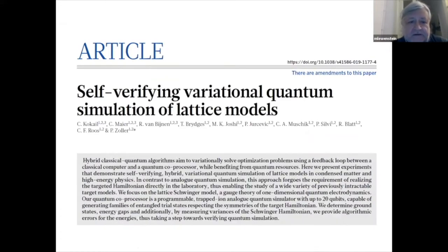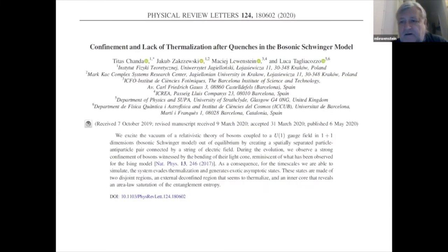The fundamental systems of condensed matter, another example is from Peter Zoller and Rainer Blatt's group. So this time these are trapped ions. Here they verify variational quantum simulation using 20 qubits of ions and studying the Schwinger model, which is one of the paradigmatic models of high energy physics. It works in that they have a hybrid calculator, using the quantum system to calculate energies and a classical computer to do the variational calculation.